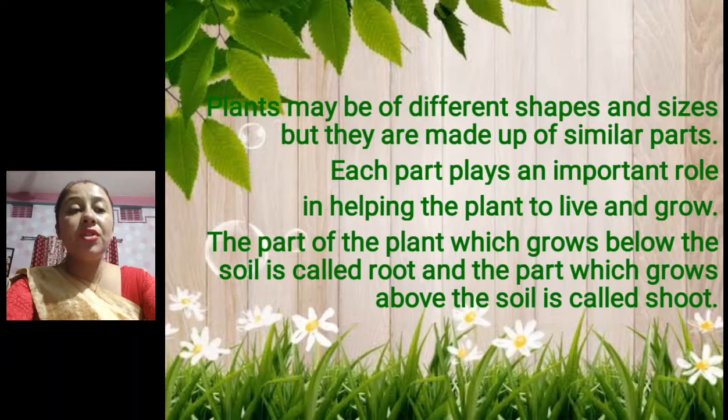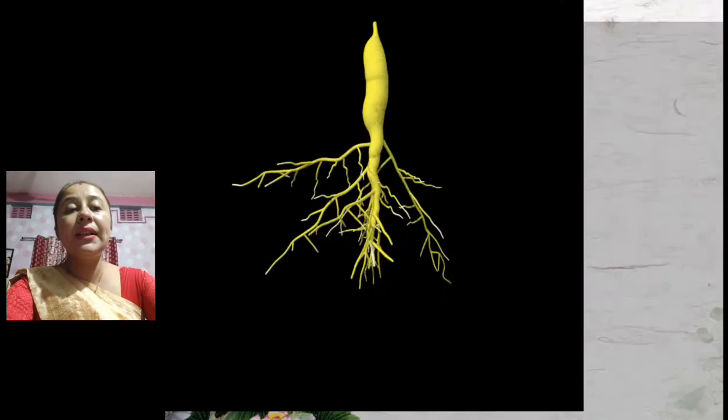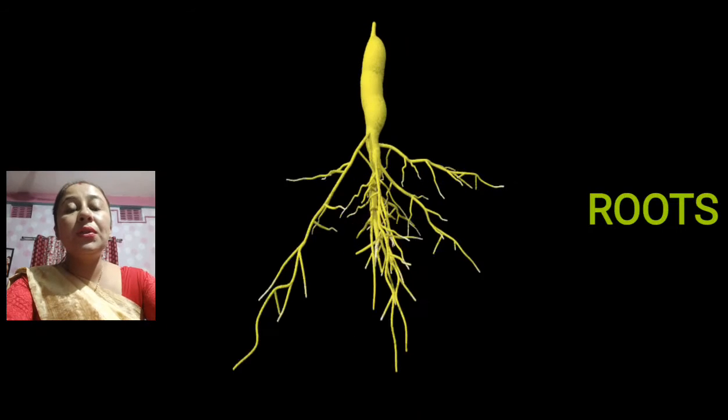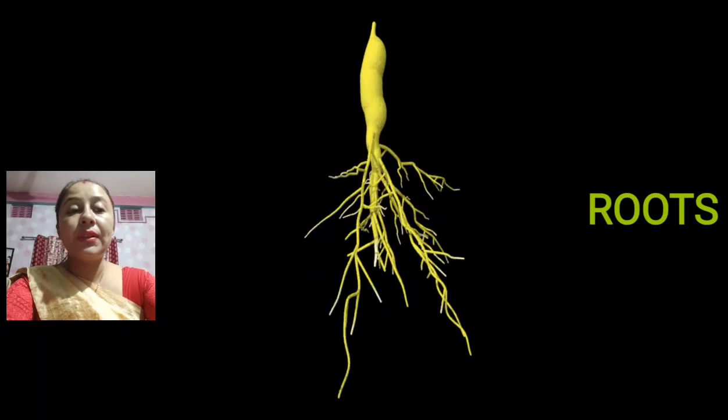So you know that there are varieties of plants. Yes, they have different shapes and sizes. Some plants are very small, some plants are very big. And they have different parts, and each part plays an important role for them. The part of the plant which grows below the soil is called root, and the part which grows above the soil is called shoot. Now children, first let us see what roots are, and we will also learn about the types of roots.